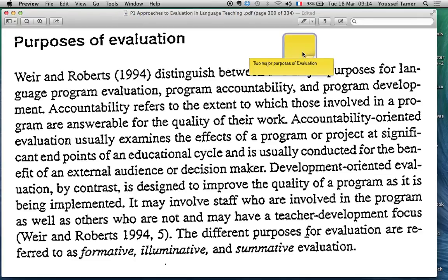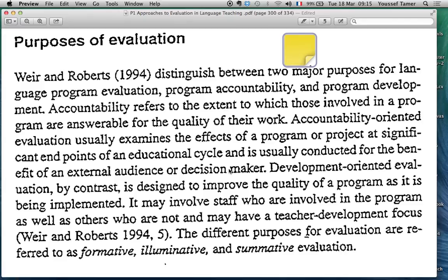Now, the purposes of evaluation. Before we go into types of evaluation, summative, formative, and eliminative types of evaluation, before that we should refer to these two major purposes of evaluation. One is referred to as program accountability, and the other one is referred to as program development.